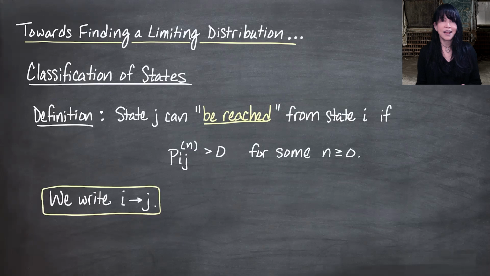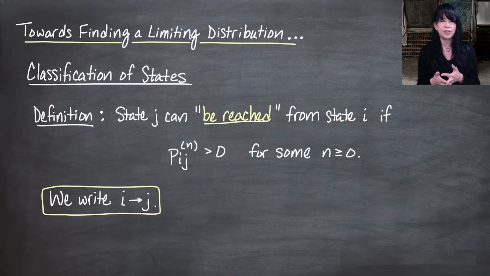It means you can get there, maybe not in one step. Maybe if you look at your transition matrix and you look at the ith row and the jth entry, there might be a 0. You don't have to get there in one step, but is it possible to eventually get there with some positive probability?